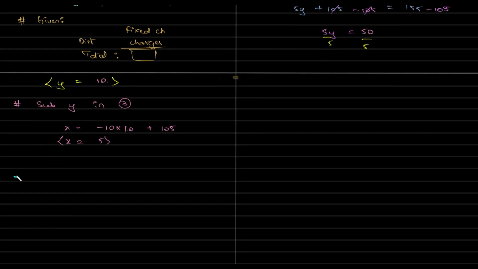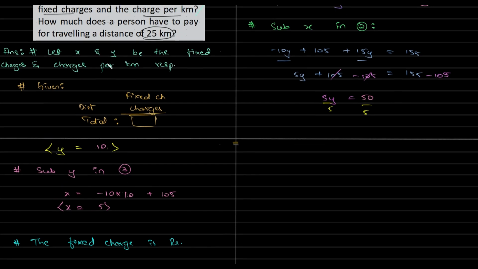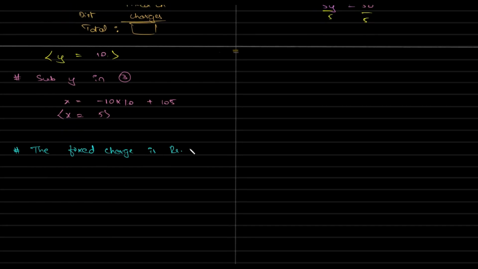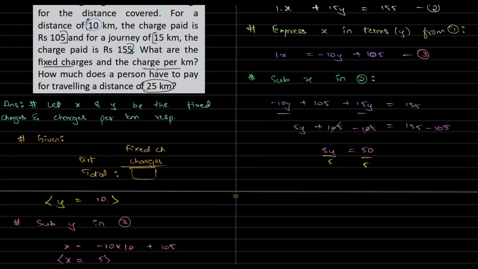So this is your answer. We need to write it though. The fixed charges, rupees what? Fixed is x, so we're looking at 5. The charges per kilometer is rupees 10. Okay, so that's the first part of your answer.